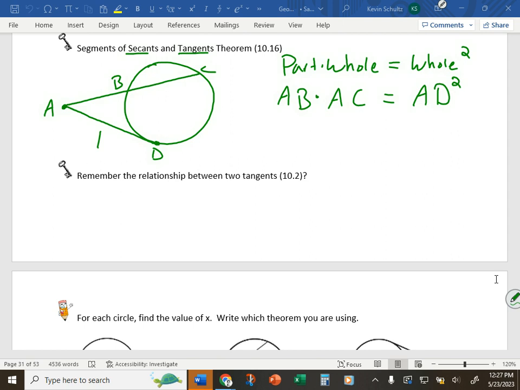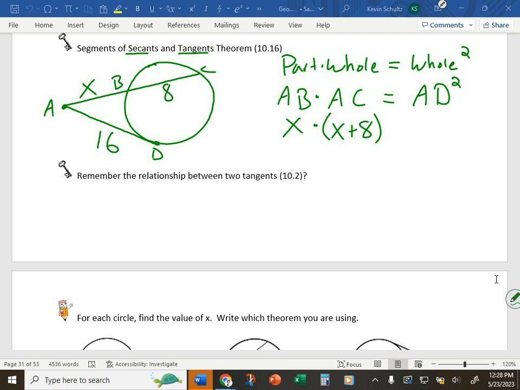Let's say this is 16, x, and 8. Okay? So, using our formula here, AB is x, and we're multiplying that by AC, which is x plus 8. And that does need to be in parentheses because that represents the length of that segment. We're multiplying everything, that entire x plus 8 by x.